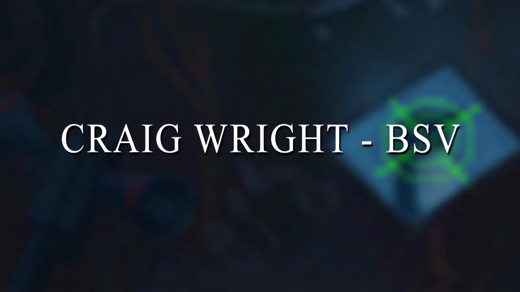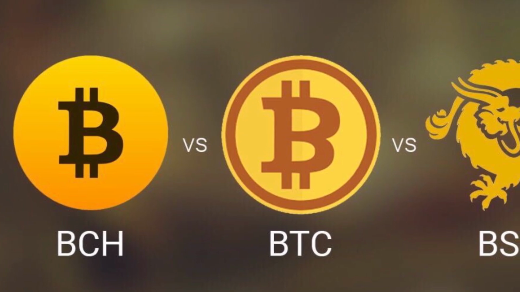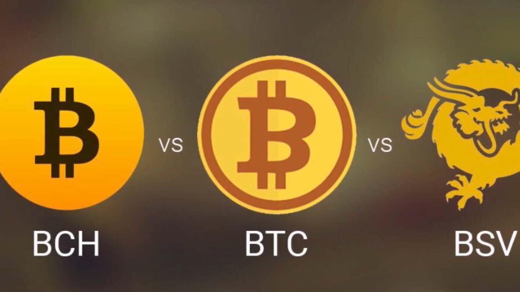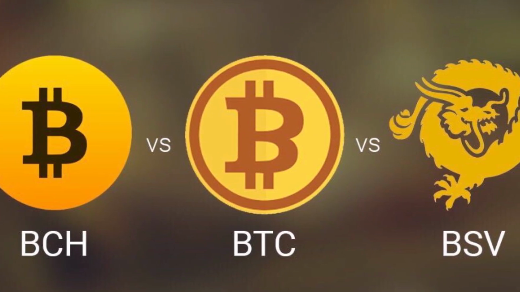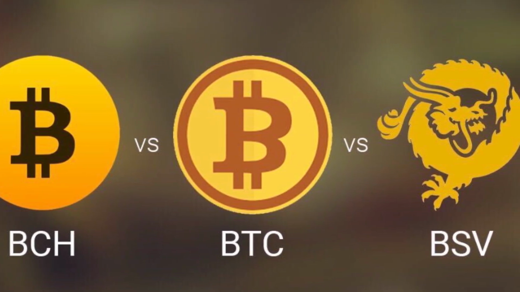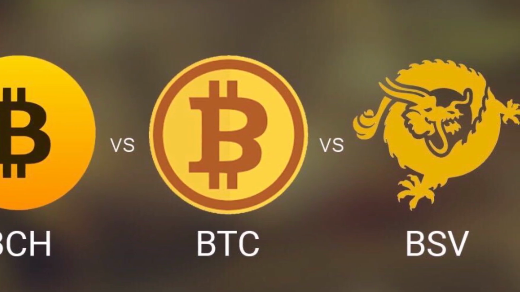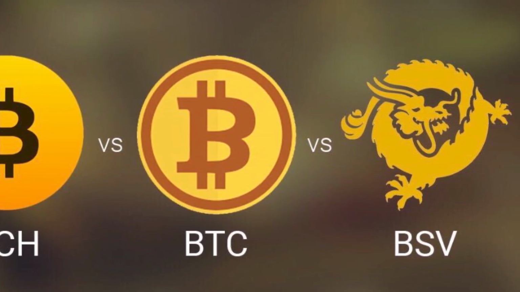Craig Wright and BSV. This refers to BSV, which is a version of Bitcoin which has a bigger block size to increase the transactions per second. It was created by Craig Wright, who self-proclaimed that he is Satoshi Nakamoto. There is obviously skepticism around that claim, as he hasn't provided solid proof yet.